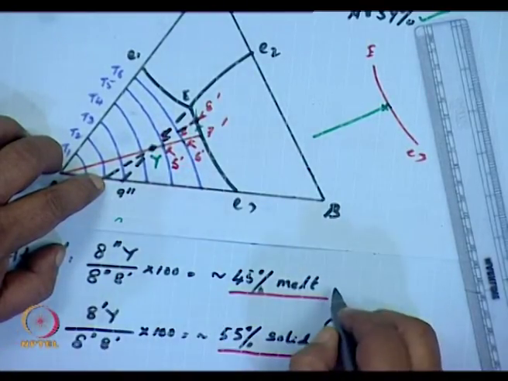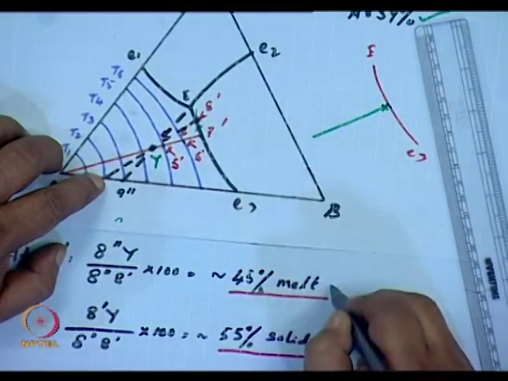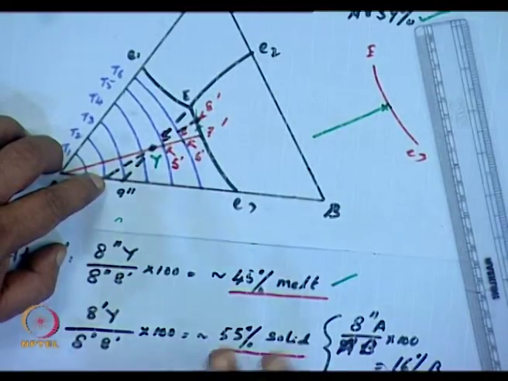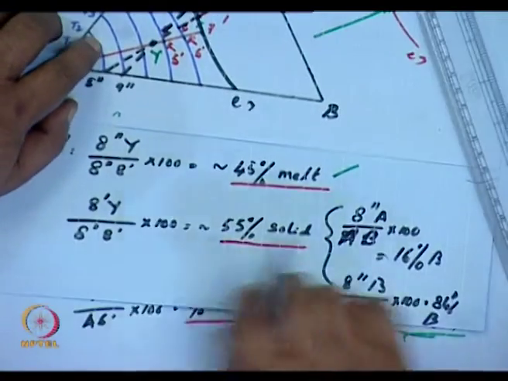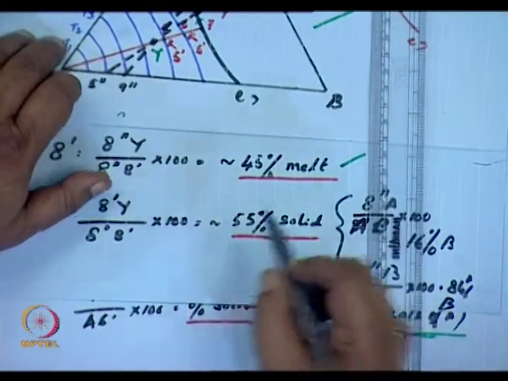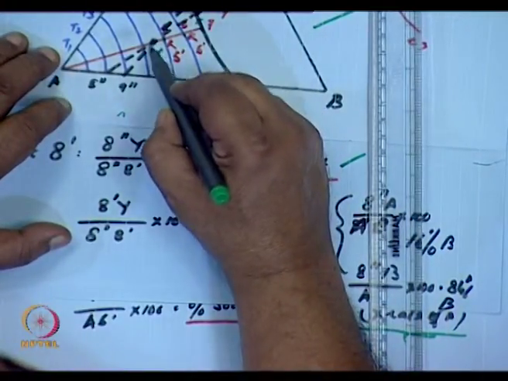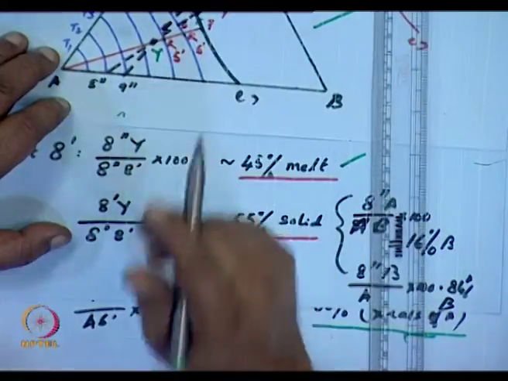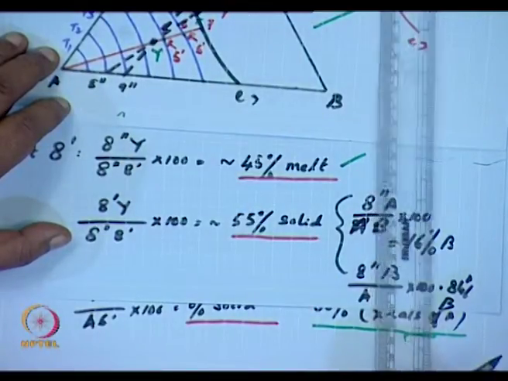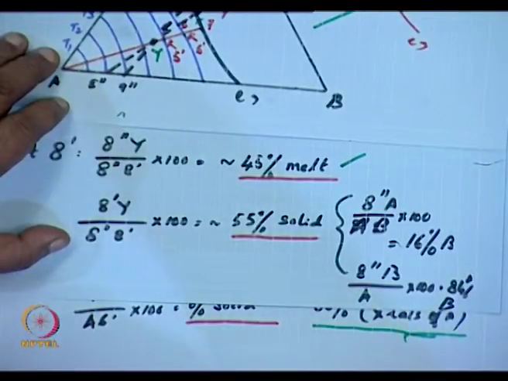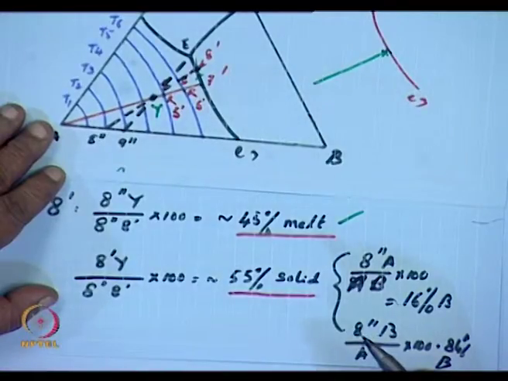So over here, I have got 45% of the mass as melt. And what is the amount of solid? Obviously it's 55%, which can also be obtained by 8 dash Y divided by this entire length 8 double dash 8 dash. This solid, as I had said, will consist of both A and B. How can I determine what is the amount of A and B separating out?